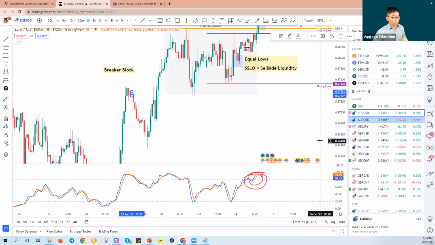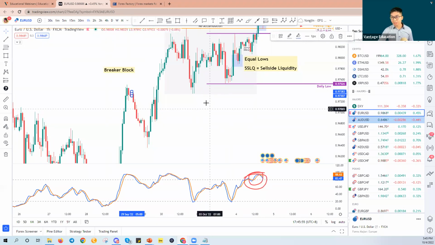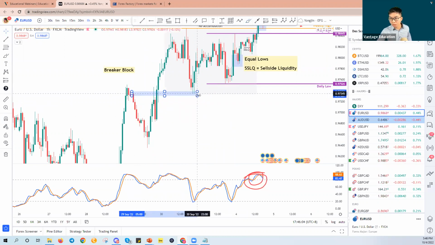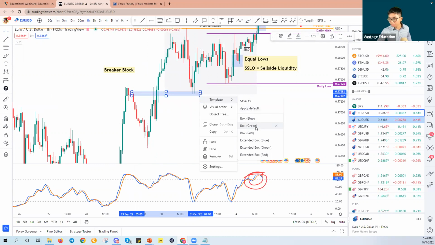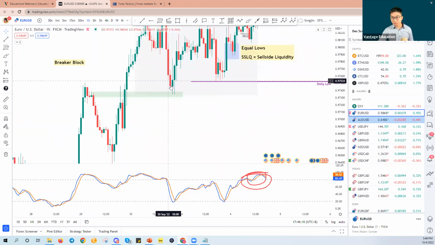What I'm doing now is to find a point of interest, a point of interest where I can either buy or sell. So let's say I was looking to long, I was looking to catch the movement upwards. So I start to mark out the breaker block. Look nicely, price just tapped in nicely.